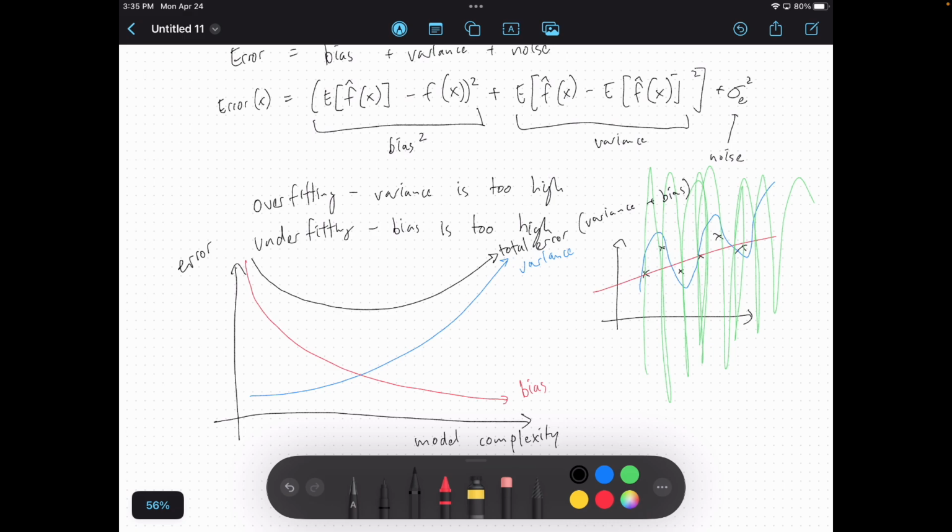Noise is just randomness. There's actual randomness that you cannot control for. Okay. Did you have a question?